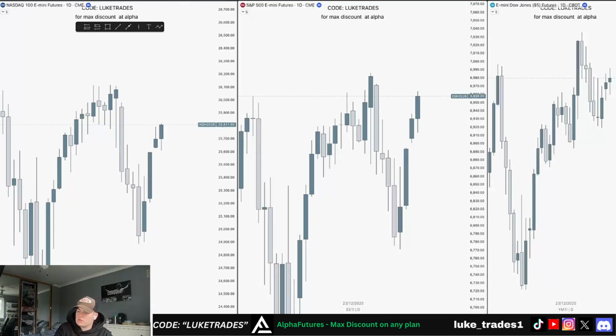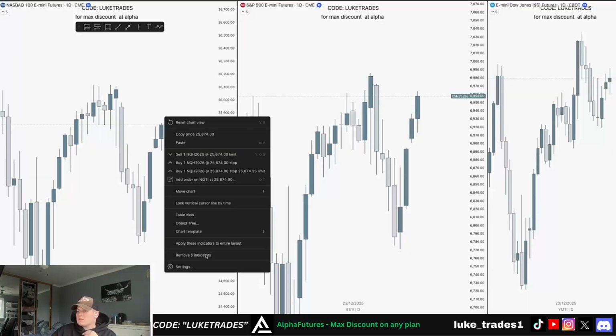This is a trade I took on the 23rd of December on ES, I believe it was. I took this trade on all my Alpha Zero accounts, and it was actually my last trading day before the Christmas period. It netted me around 2K, just about. I risked a little bit less just because it was the Christmas period.